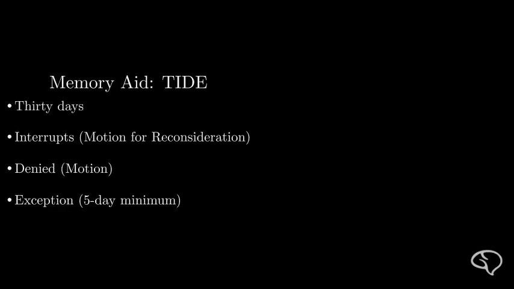A simple acrostic to remember this is TIDE, T for 30 days, I for interrupts, D for denied, and E for exception of 5 days. Remember TIDE to navigate the time limits.